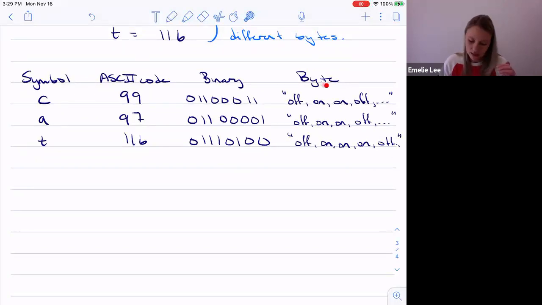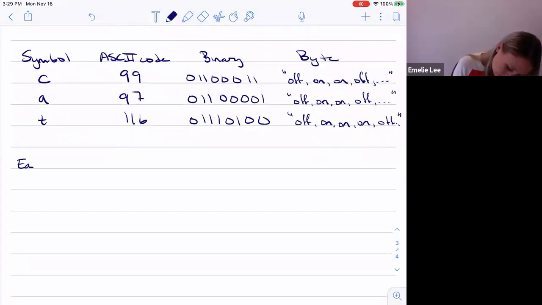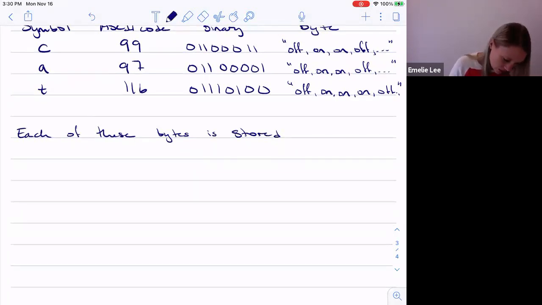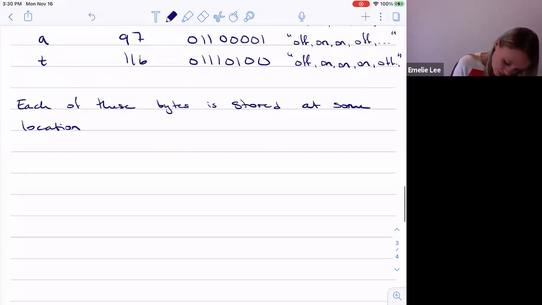So then each of these bytes is stored at some address, at some location in your computer.